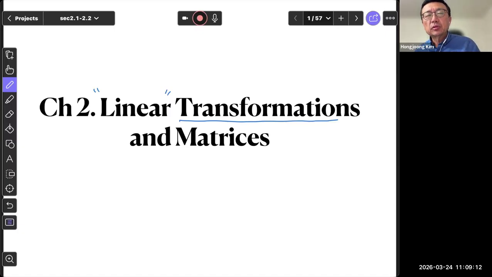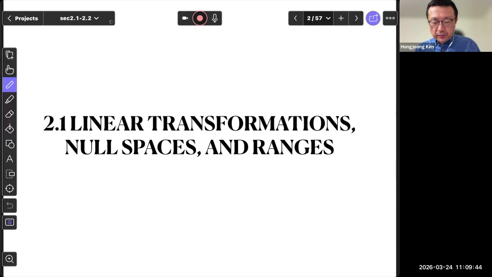Then in chapter 2, given some linear mapping, whatever it is, I will define that in a moment. We will consider a linear transformation, and then somehow we want to express that linear transformation with respect to a matrix. Why a matrix? Because it is very easy to manipulate. So that's what we are going to do in chapter 2. In section 1, let us define the linear transformation and null space and the range.